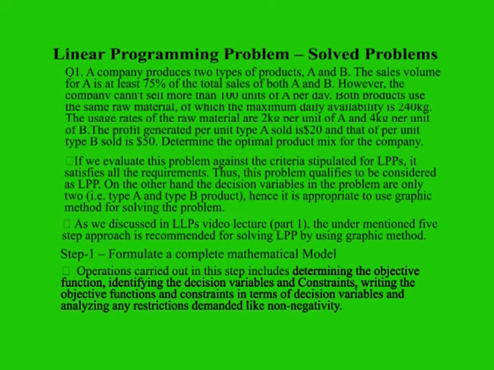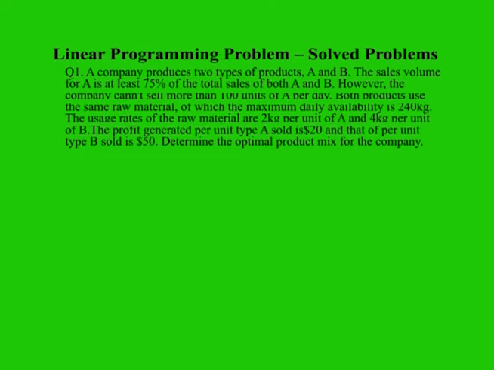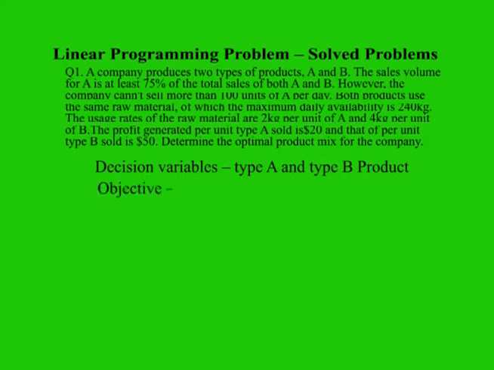What is inquired in this problem is to determine the optimal product mix. That's a proportion of type A and type B products that combinedly gives maximum profit. So the decision variables or the unknowns to be determined are type A and type B product, and the objective is profit maximization.